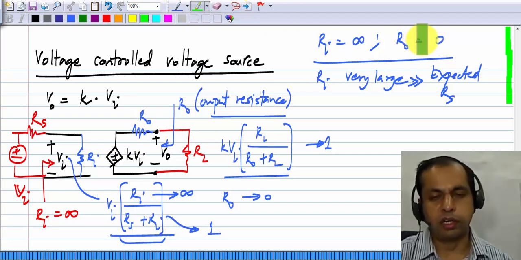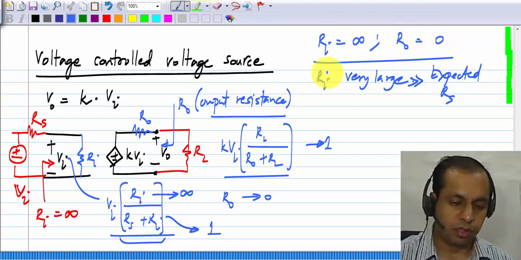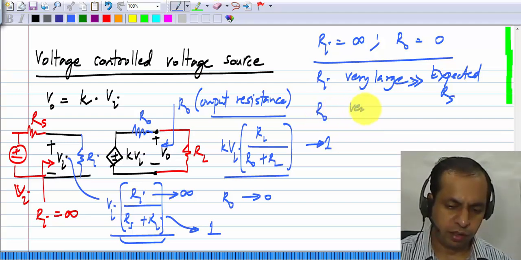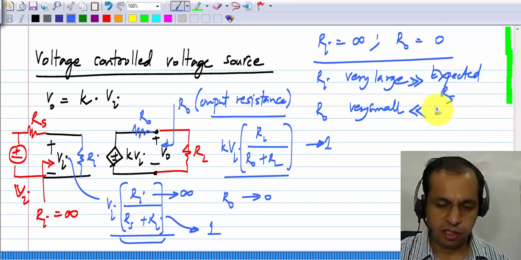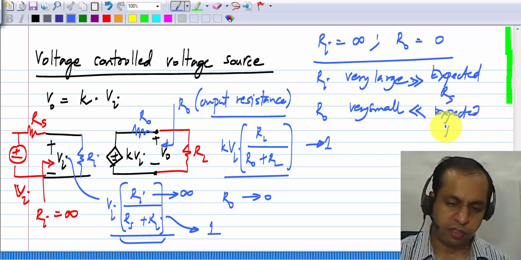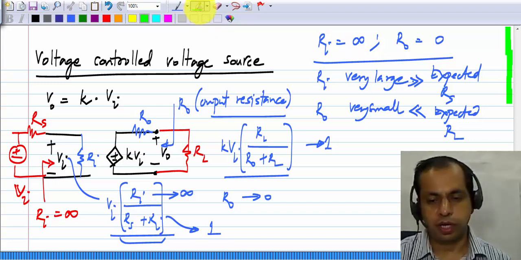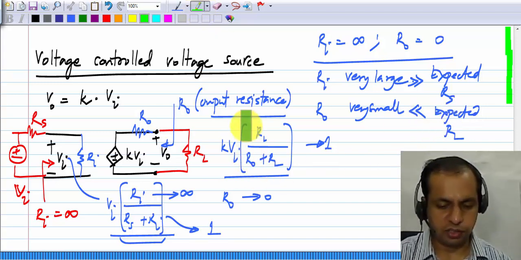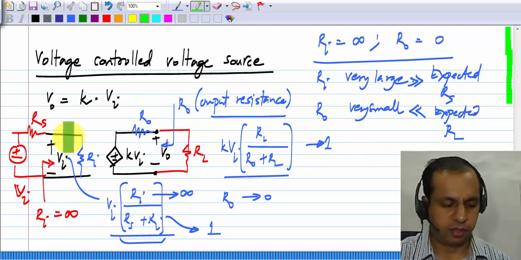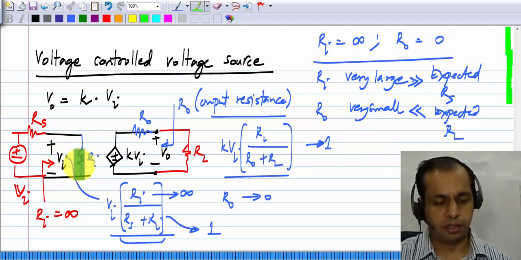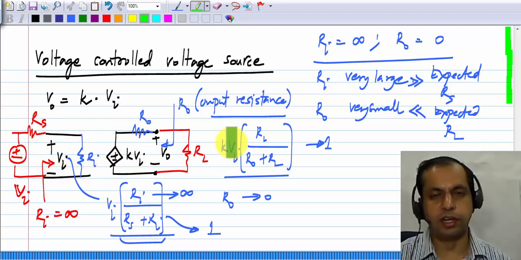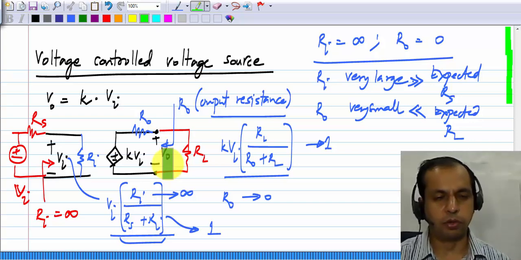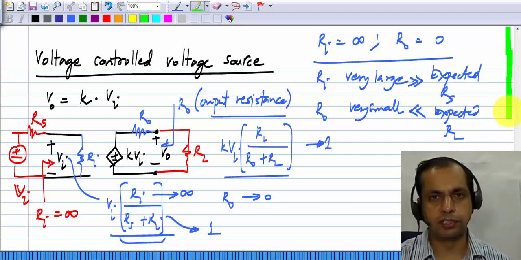Similarly, Ro, we cannot get it to be exactly 0. We want it to be very small. And what does very small mean? It should be much smaller than the expected range of values of RL. So again, if this condition is satisfied, this fraction here will be close to 1 and we will have a ratio of output voltage to input voltage which is K, which is also independent of Rs and RL. That is quite important. Okay. In a controlled source, the output quantity should also be independent of load resistance and source resistance. Okay.